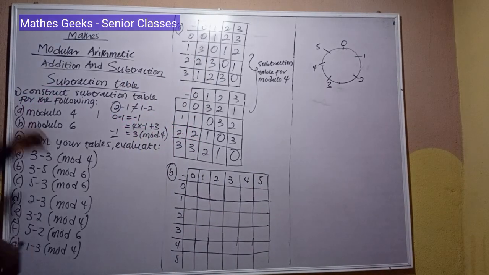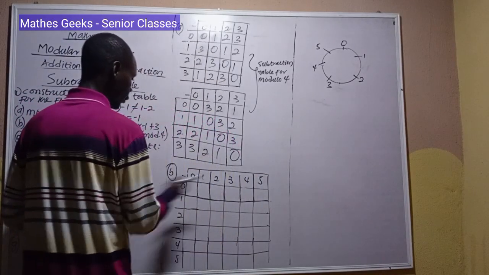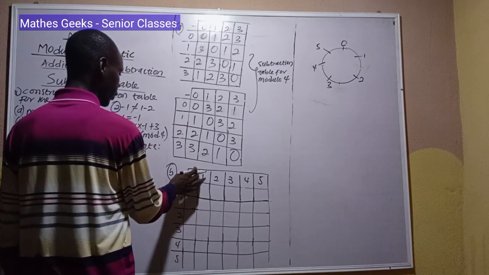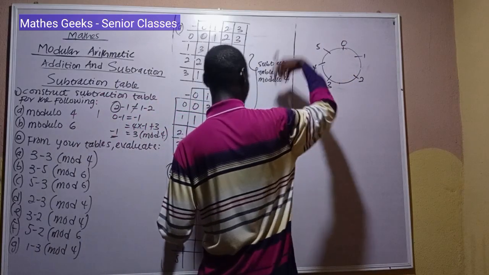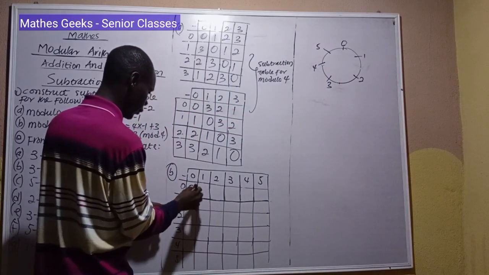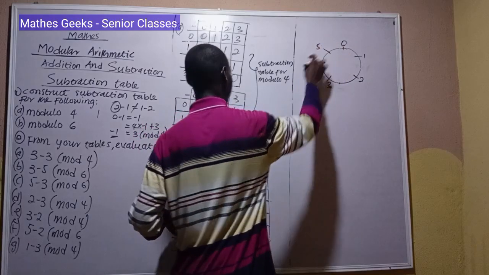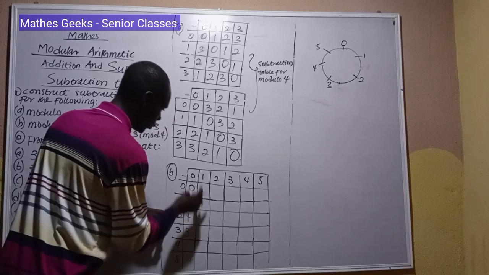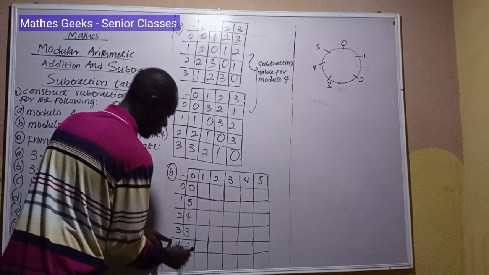Okay, so for B, I'm going to start with the row. So 0 minus 0 is 0. 0 minus 1 means start at 0, move once backwards. Since it's minus, I'm moving backwards once. That's 5. 0 minus 2, move backwards twice, that's 4. 0 minus 3 would be 3. 0 minus 4 would be 2. 0 minus 5 would be 1.